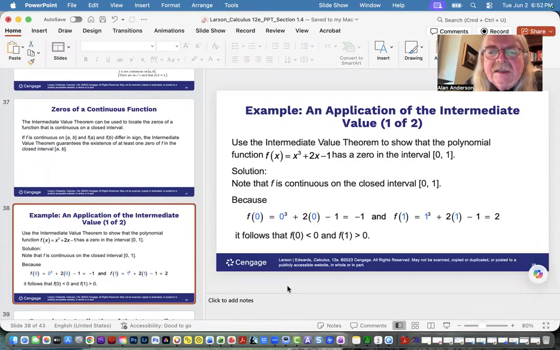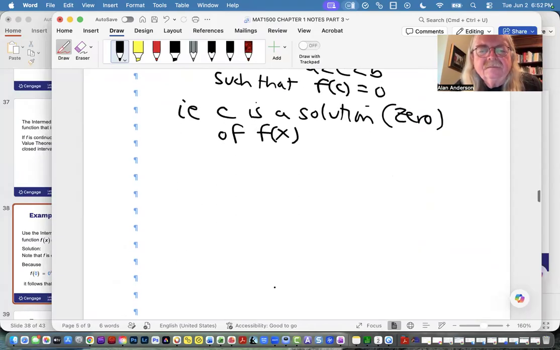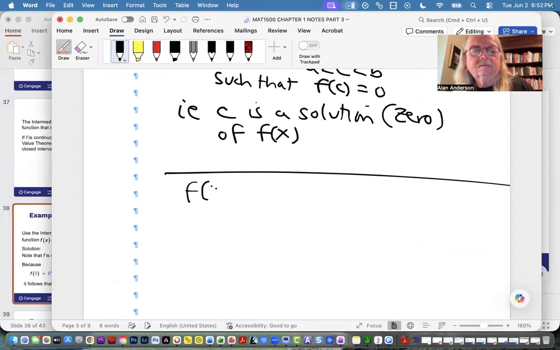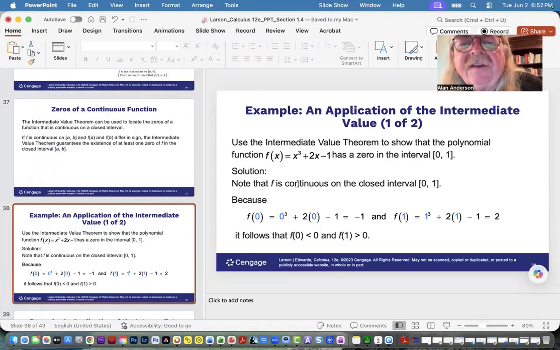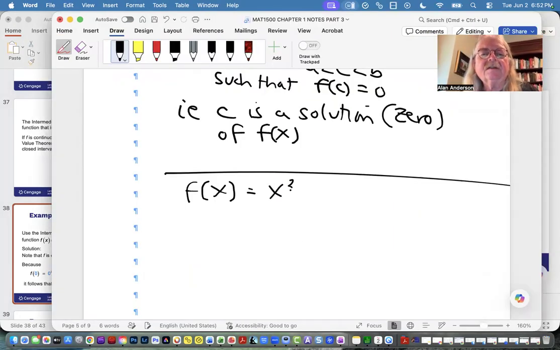Okay, so now here's an example. We've got a polynomial, f of x equals x cubed plus 2x minus 1. Now, I'll tell you what, let's go to Symbolab and see what this thing looks like.